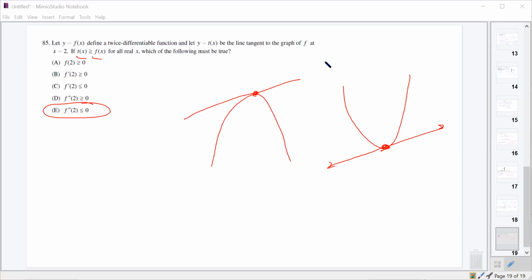Yeah, I can explain that again. What it's telling us is that the tangent line is always greater than or equal to the function. The only way for that to happen is if the function is always concave down. If the function is always concave up, the tangent line will always be less than or equal to the function's value. Since we need the tangent line to always be greater than or equal to the function, our function has to be concave down, which tells us that f double prime must be less than 0. So we'll pick the value that says f double prime at 2, since it's the tangent line at 2. That value must be less than or equal to 0. Does that make sense?